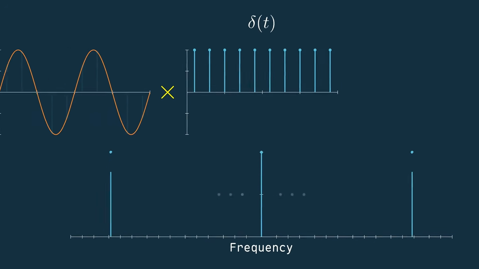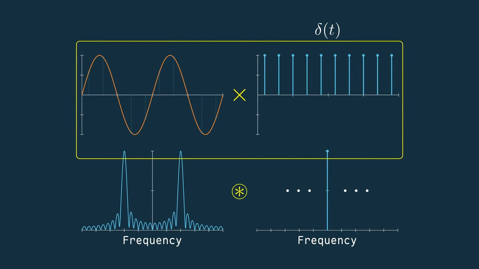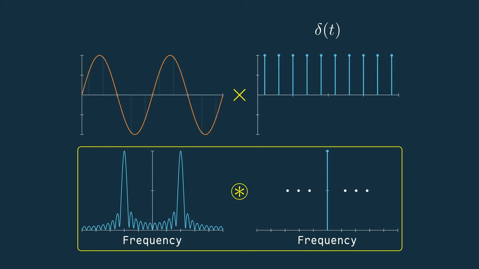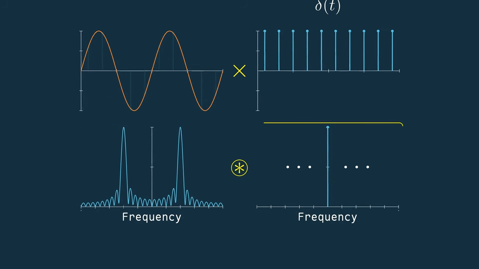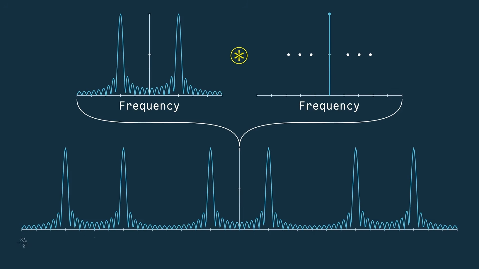So since we're multiplying the input signal by these deltas in the time domain, in the frequency domain, that means we will convolve the two. Again, I won't get into the inner workings of the convolution, but this will simply give us copies of the input signal's frequency spectrum centered around each of these deltas.